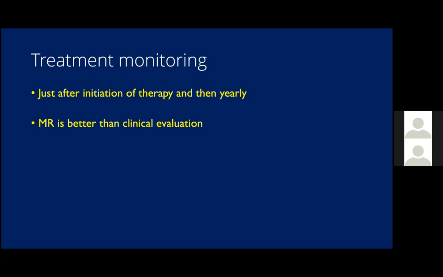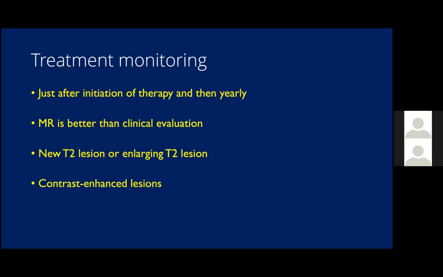MRI is better than clinical evaluation because MRI can pick up a lesion which is not symptomatic at that time. And it can give you an idea of how much disease is still not responding to or responding to the treatment. Any new or enlarging lesion is not a good sign. Similarly, any new contrast enhancing lesion is not a good sign when patients are on these drugs. Especially there is a risk of PML from JC virus in patients who are treated with natalizumab. So that is another important reason to have MRI imaging.